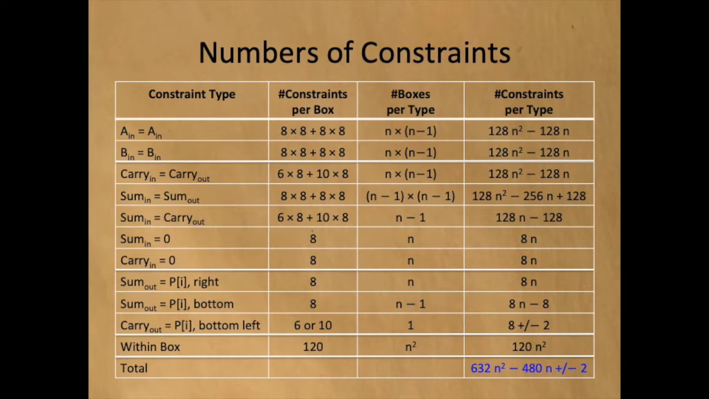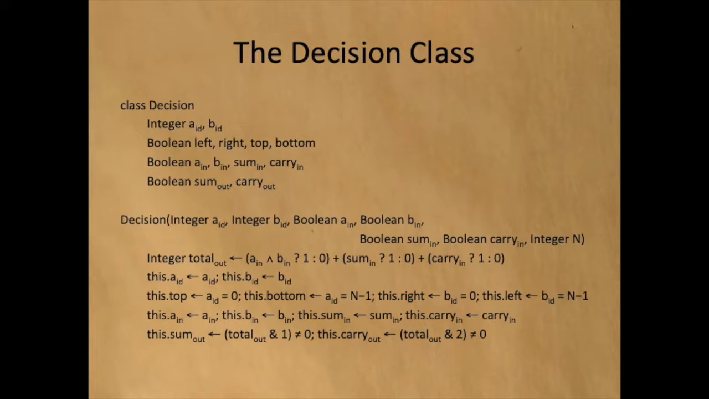The number of constraints. Here we show the number of constraints in terms of n, where n is the number of bits in the factors, or 2n is the number of bits in the product. Note that in total there are 632 n squared minus 480 n plus or minus 2 constraints. Because the algorithm creates 16 n squared decisions, there will be slightly fewer than 40 constraints per decision.